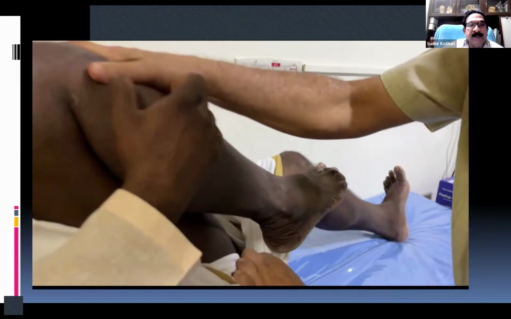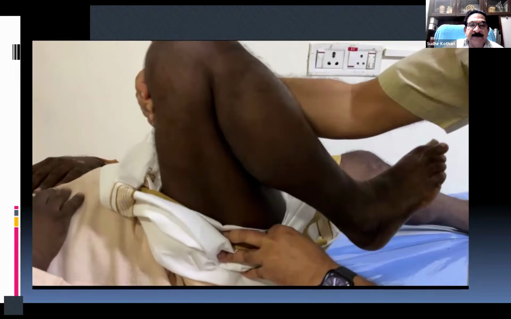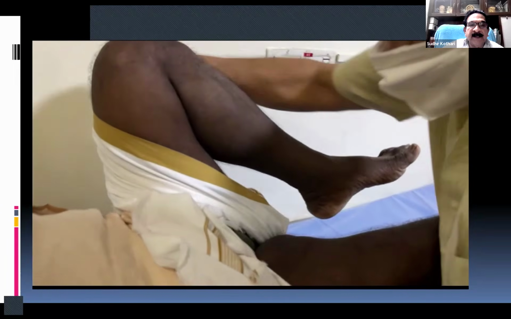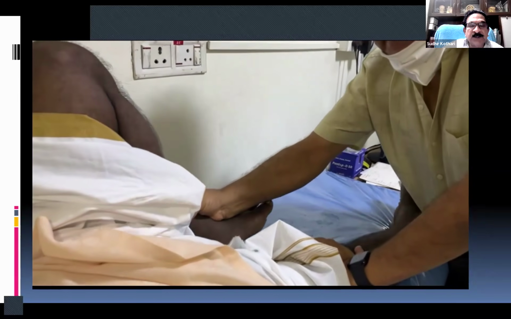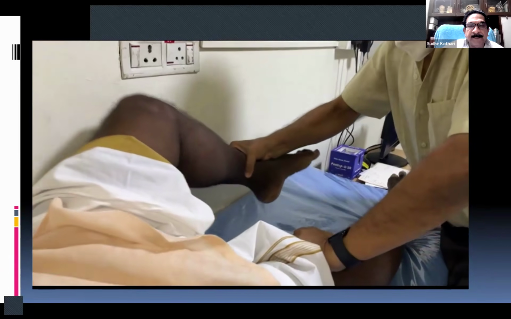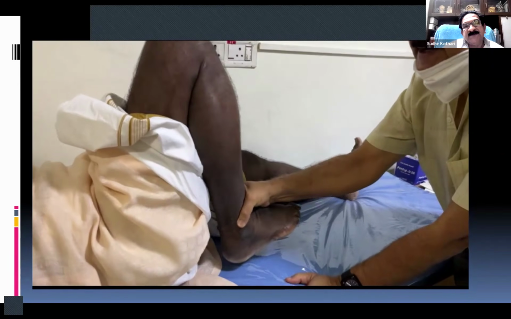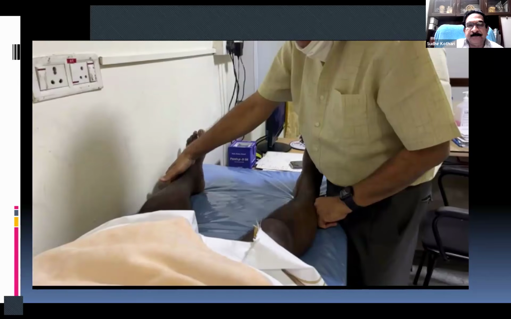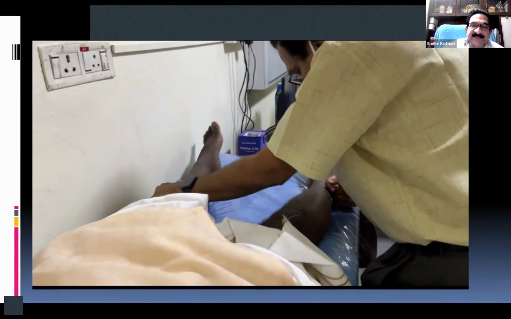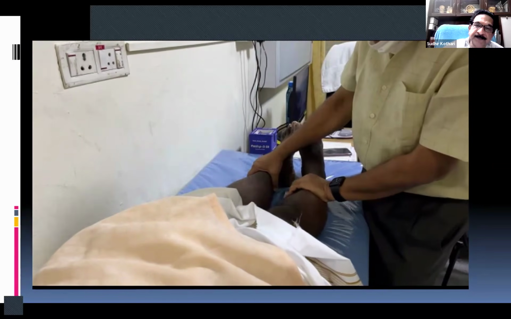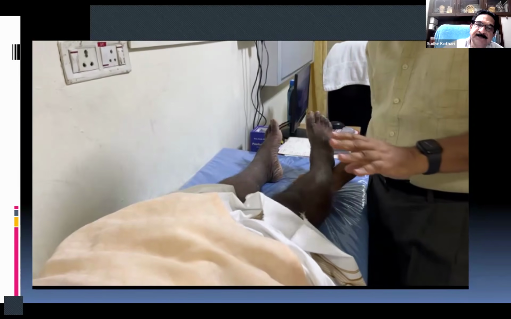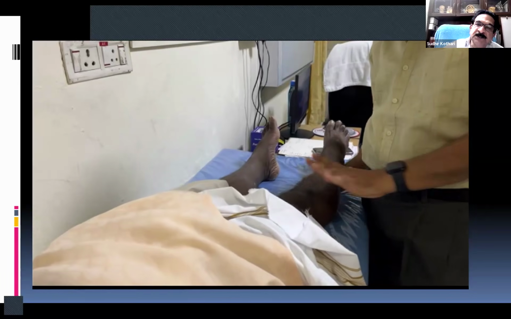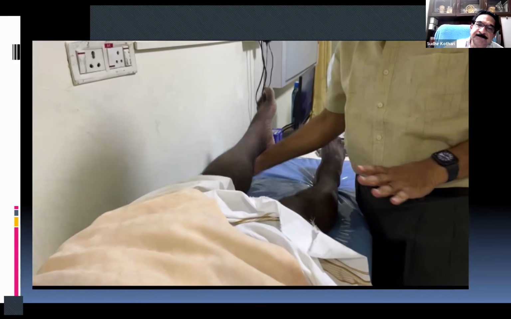Hypotonic. Right hip flexion is weak. Left hip flexion is normal. Knee extension is normal on the left side. Quadriceps is also weak on the right side. Hip adduction and abduction normal. Adduction normal. Abduction normal. Hip extension is also normal. Good power.